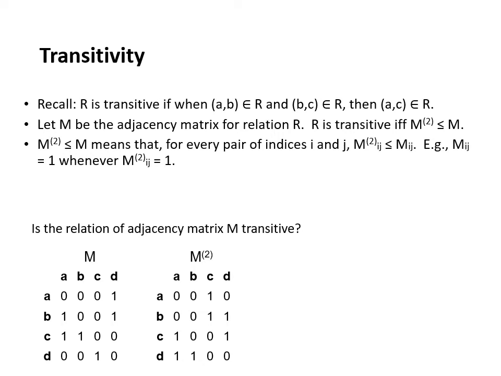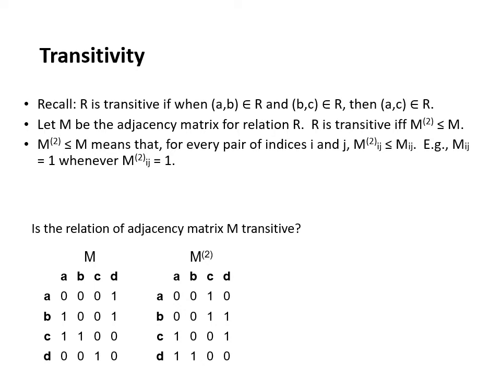M squared less than or equal to M means that for every pair of indices i and j, M squared of ij is less than or equal to M of ij. So it kind of makes sense. You have to compare respective pairs of entries in these matrices. So, for example, M_ij is equal to 1 whenever M squared of ij is equal to 1.